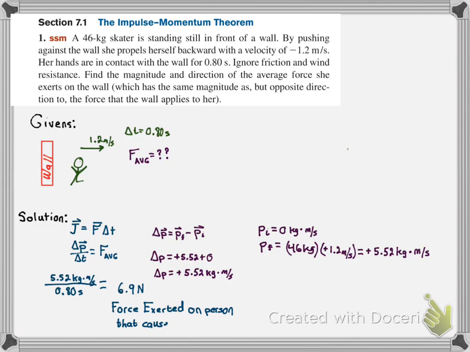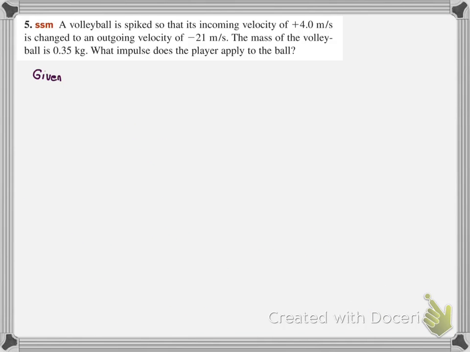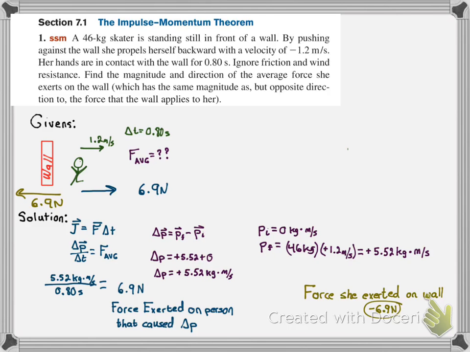Now, this was the change in momentum of the person. So what we calculated was the force exerted on the person that caused that change of momentum. But what the problem is asking us to find is the magnitude and direction of the average force she exerts on the wall. So in order to find the force exerted on the wall, we use Newton's third law that says every force has an equal but opposite reaction. If the skater feels a force of 6.9 newtons to the right, it's because the wall experienced a force of 6.9 newtons to the left. So the actual force she exerts on the wall is 6.9 newtons to the left, or negative 6.9 newtons. And that's our answer.